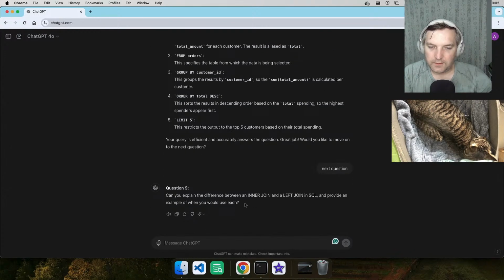Can you explain the difference between inner join and left join in SQL and provide an example of when you would use each? Inner join connects two tables on each row, and then if the data does not exist in one row, so the data doesn't exist, I don't know how to explain that. I know how they work.